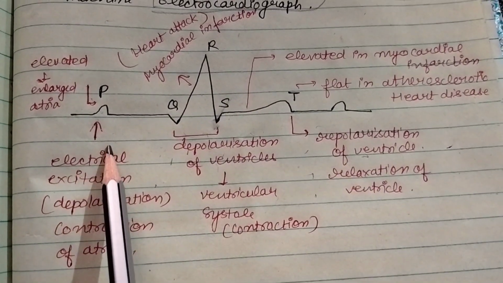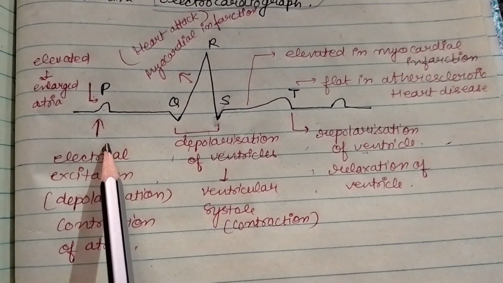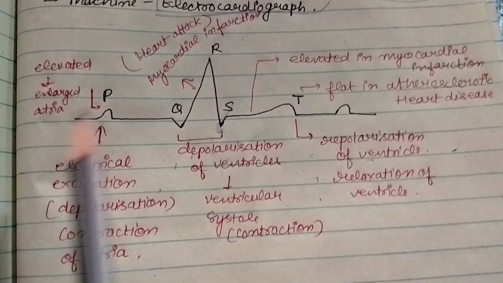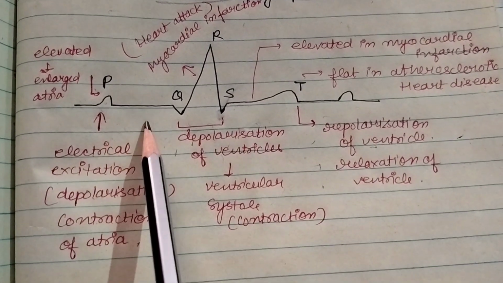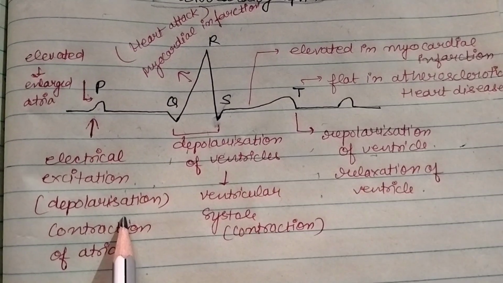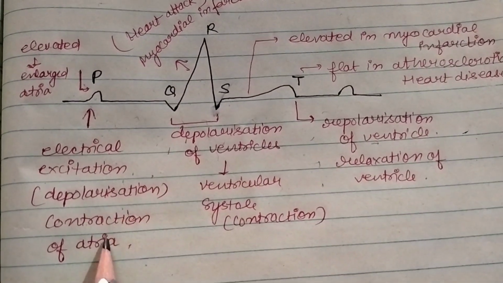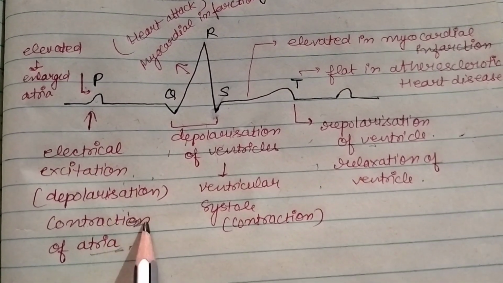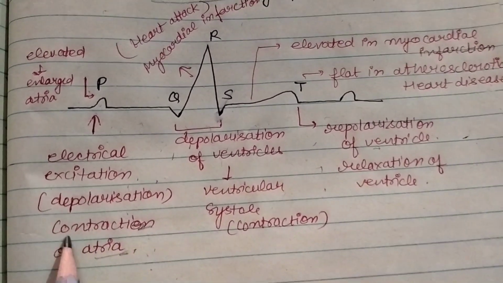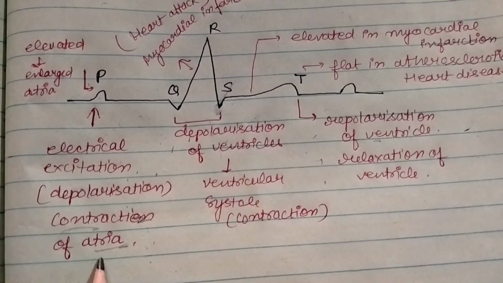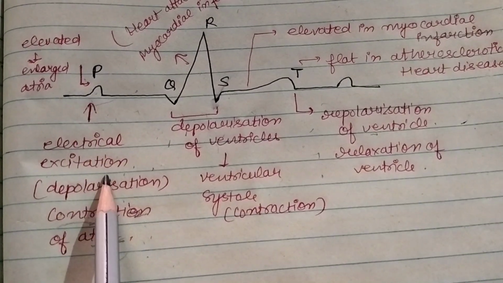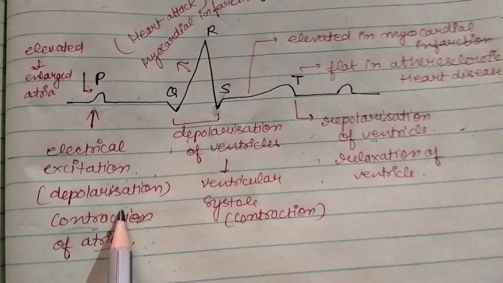So we have given names to these peaks because these are kind of similar in different organisms. So first is P wave. P wave represents electrical excitation. Electrical excitation means depolarization of wave, due to which atria contract. Why does it contract? Because first it fills up with blood, so it contracts to release this blood into ventricle. So contraction of atria is represented with P wave, and it happens due to electrical excitation or depolarization.